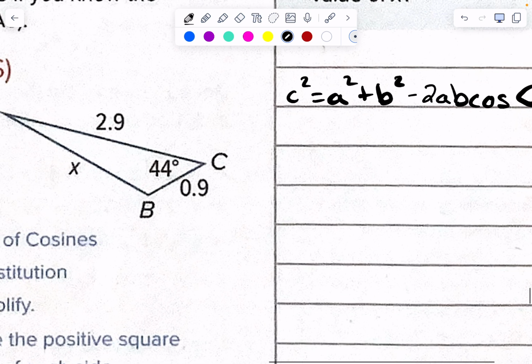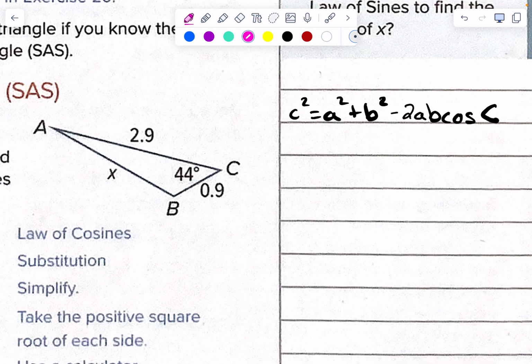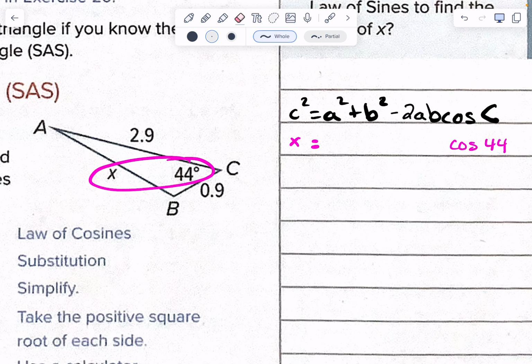Okay, which angle is capital C? So 44. So I'm going to put cosine of 44. I'm just going to start plopping stuff in. All right, if 44 is capital C, what is lowercase c? X, because it has to be the one opposite the angle that I'm given, okay? Then what do you want A to be? Does it matter? It does not matter. Technically in this, A would be 0.9 because it's opposite little a, but it does not matter if you switch those two around. So 0.9 squared plus 2.9 squared minus 2 times 0.9 times 2.9.